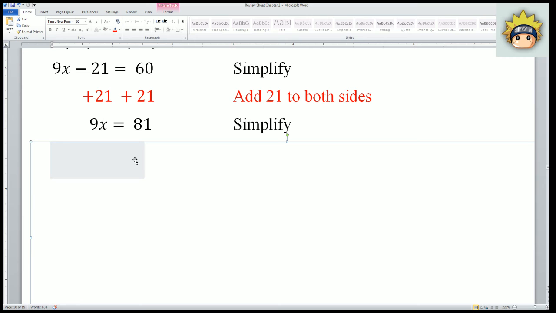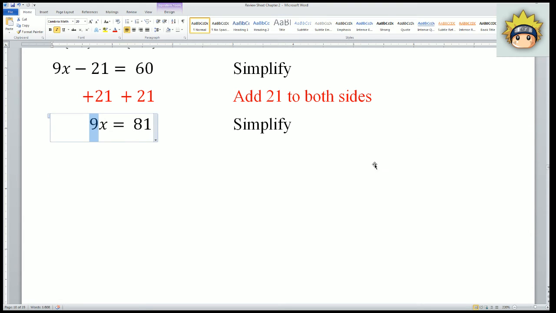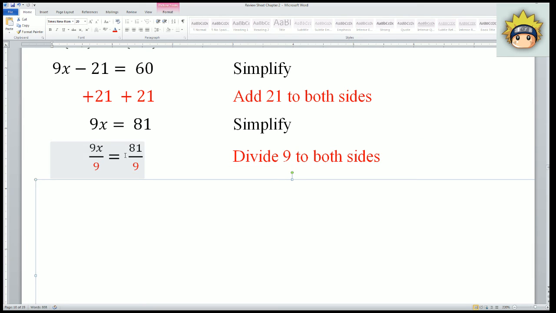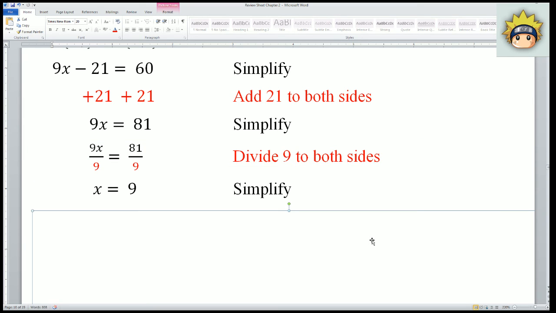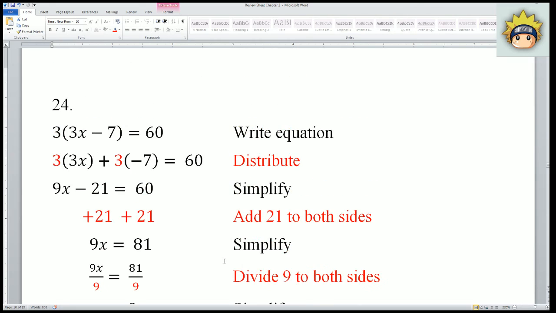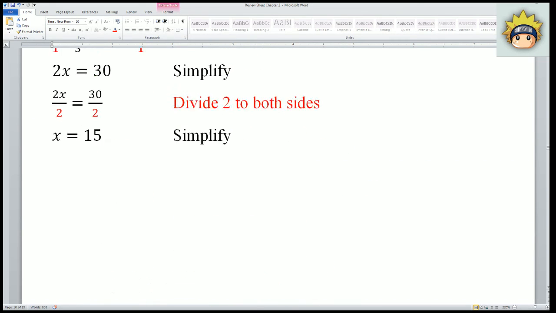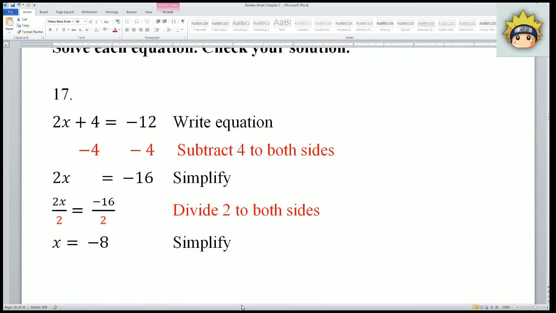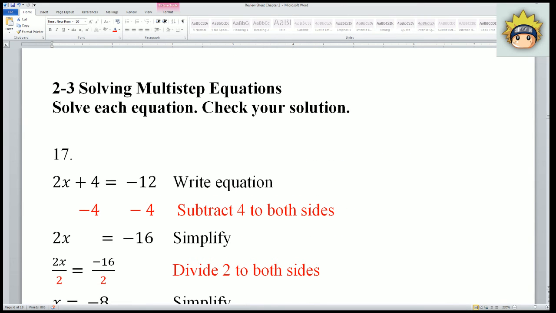Now how do I get rid of the multiply by 9 here? I have to divide by 9. Divide by 9 to both sides. It should look like this. 81 divided by 9 is just 9. There you go. That was the last one, 24. So this completes 2-3 for solving multiple step equations.